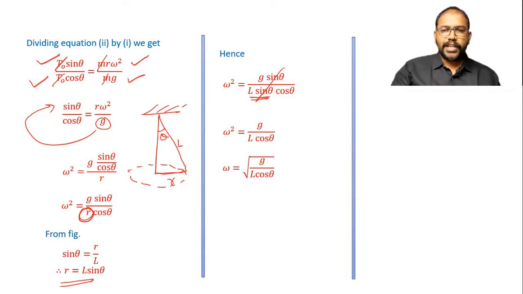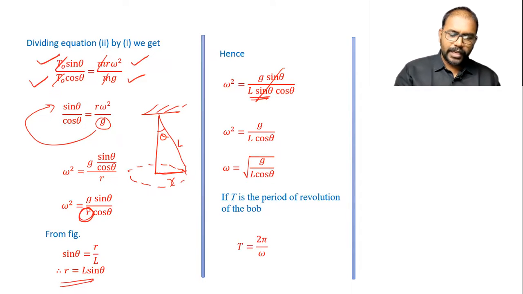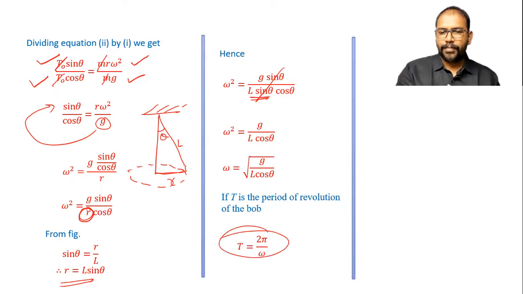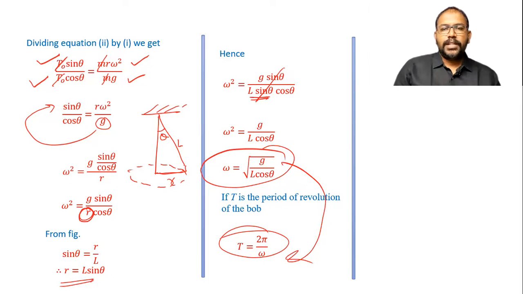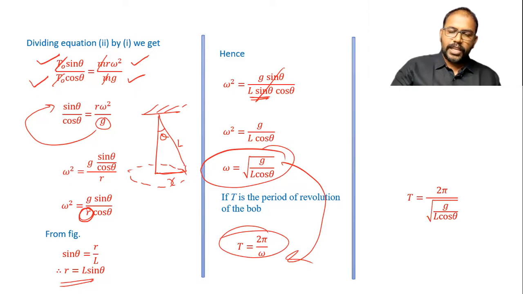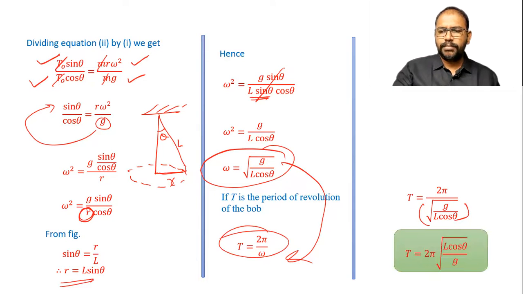So by using that, we can write the period very easily. Hence the period of revolution of the bob is, the basic formula of the period is T is equal to 2 pi by omega. Now this omega we have to substitute in this equation. Then after substitution, we get the final expression for the period. Now T is equal to 2 pi divided by this omega we have written. Then we can rearrange the terms and write T is equal to 2 pi under root L cos theta by g.